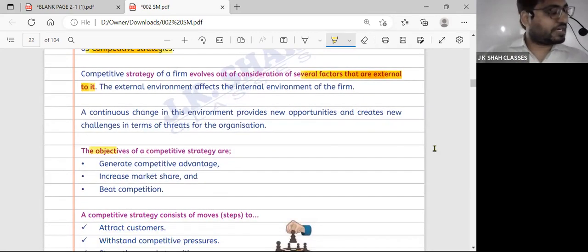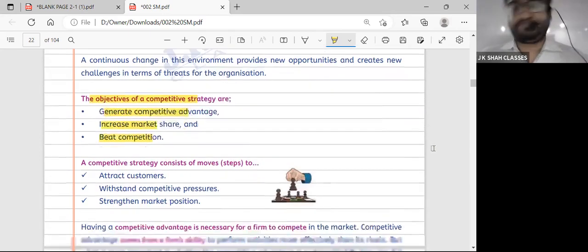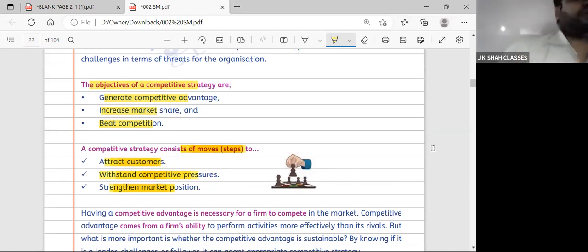What are the objectives of competitive strategy? 3 objectives. The first objective, beat the competition, increase the market share, generate competitive advantage. And how will you do this? What are the steps or moves? First, you attract the customer, withstand the competitive pressure, and strengthen your market position. First concept done. Any doubts? If I ask you what is competitive strategy, will you be able to tell me what is competitive strategy?